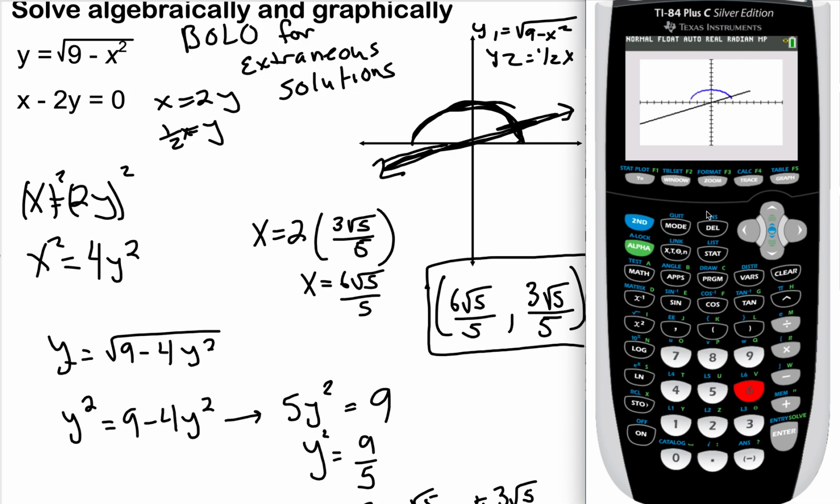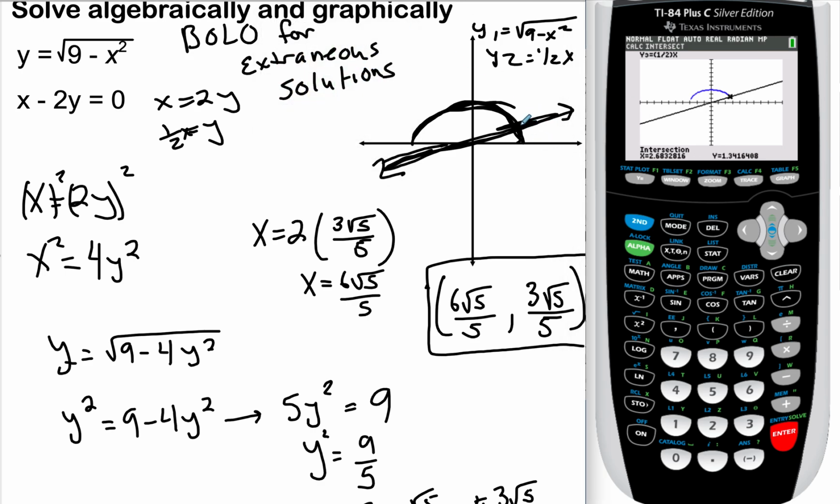So here we go. Kind of difficult to see. You might have to squint your eyes a little bit, but we do have a little intersection. Let's see if we can find it. So second calc, intersect, curve 1, curve 2. Let's see if we just guess right away. Boom. Very, very nice.